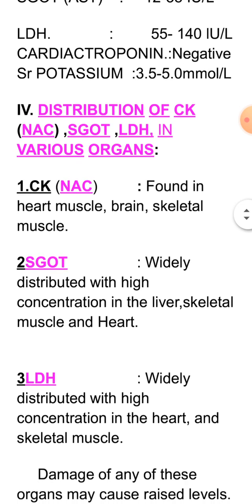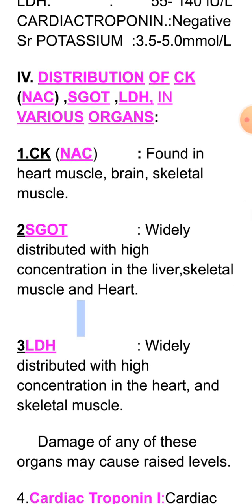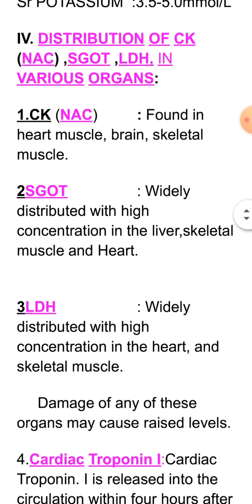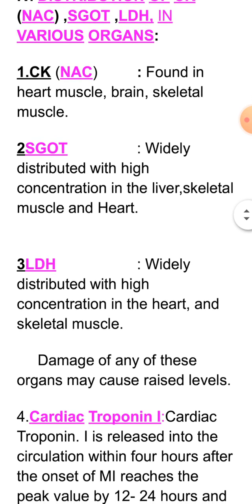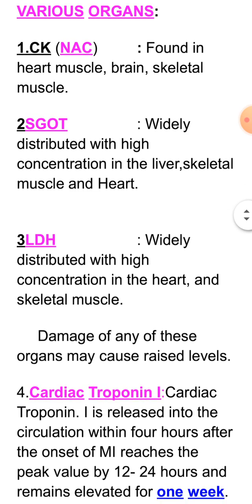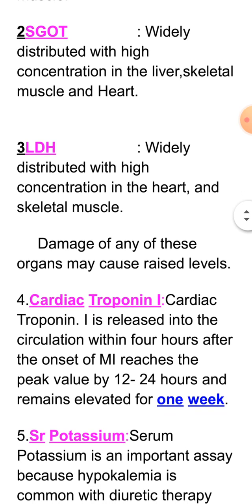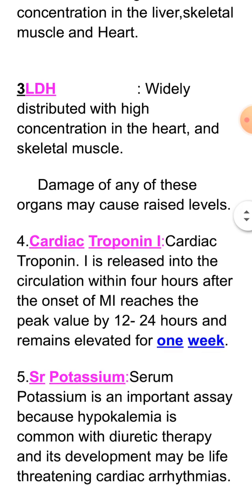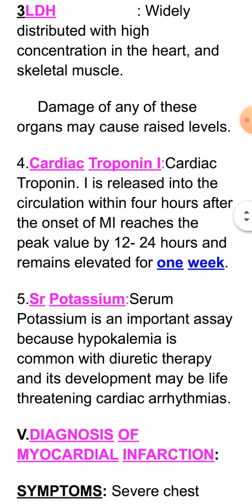Next, let us see in which organs all the enzymes are distributed. Roman number 4, distribution of CK-NAC, SGOT, LDH in various organs. CK-NAC is found in the heart muscles, brain and skeletal muscles. SGOT is widely distributed in high concentration in the liver, skeletal muscle and heart. LDH is widely distributed with high concentration in the heart and skeletal muscle. Damage of these organs may cause raised levels.